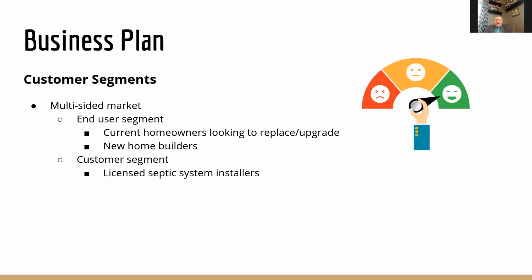During the process of deciding how to sell the product, we decided to go with a multi-sided market strategy. On one end, our end user segment consists of current homeowners or property owners that are looking to replace their current system or upgrade their system, and potential new homeowners that may be looking at an aerobic septic system for their property. In Texas, the Commission on Environmental Quality estimates that about 20% of new homeowners in the state choose an aerobic system because they can be installed almost anywhere, and in some places that normal septic systems can't.